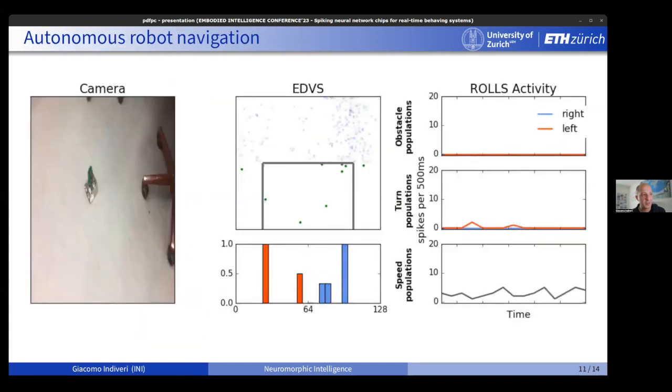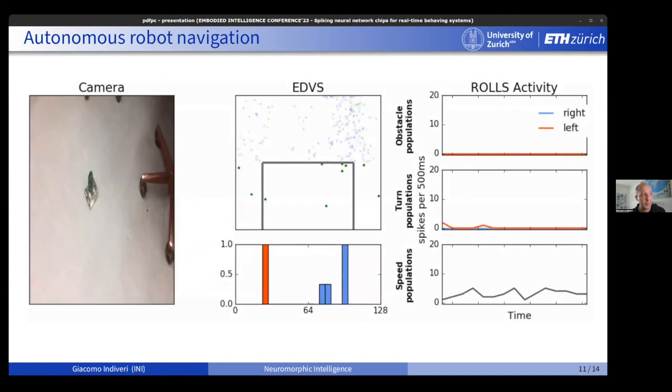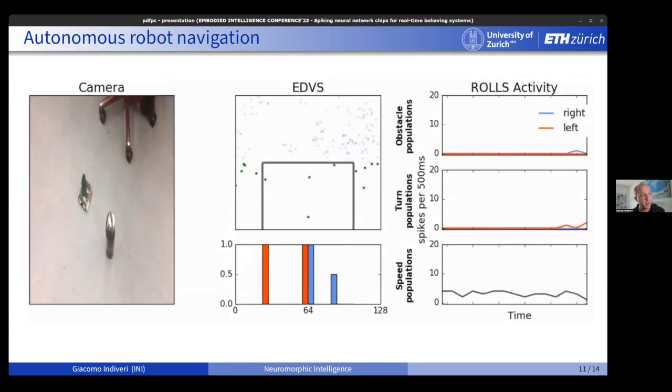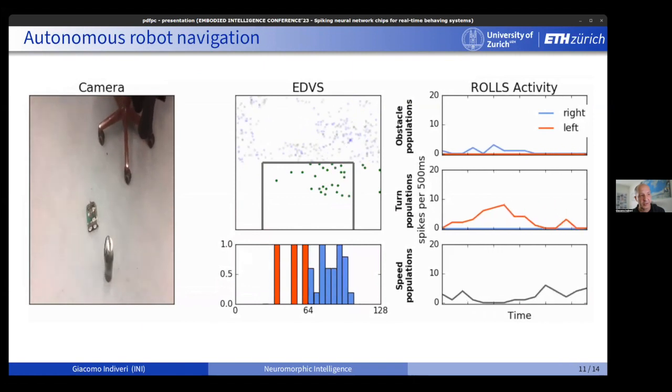So here is a small video. You should see here the activity of the retina, and if it's on the left side, the right population motor neurons will be more active, and if it's on the right, the left population motor neurons, and the speed signal also should decrease. And here you see it from the top, and you see the robot moving around. We have a can, it detects it, so there are some spikes.